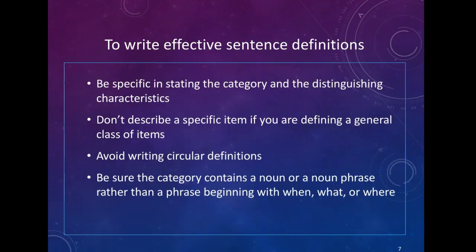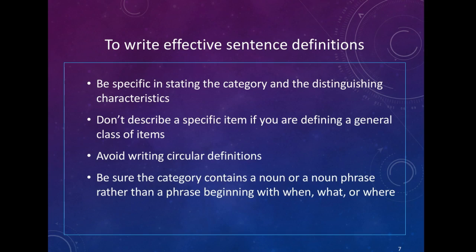Effective sentence definitions. Be specific in stating the category and the distinguishing characteristics. All right, be as specific as you possibly can. Don't describe a specific item if you are defining a general class of terms. Okay, so if you're talking about pies, don't talk about a vegetable pie or a fruit pie. Talk about pies in general.